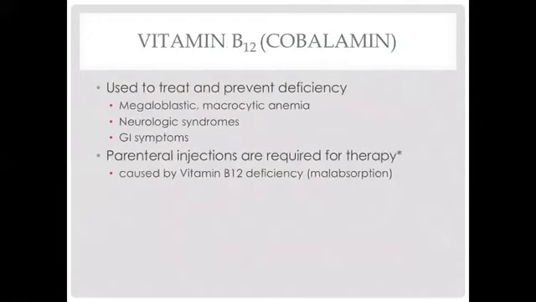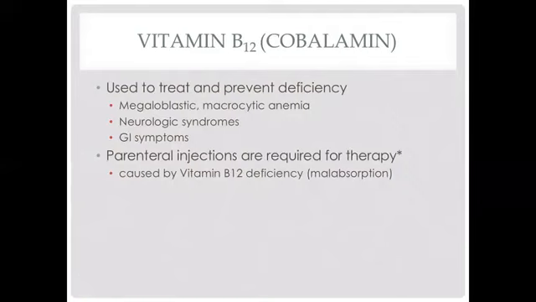Another agent used in anemia is vitamin B12, also known as cobalamin. Humans cannot produce vitamin B12, hence it must be obtained from the diet, such as by eating meat, liver, eggs, and also dairy products. This is used in the treatment of megaloblastic and macrocytic anemia, neurologic symptoms, and gastrointestinal symptoms. Parenteral injections are required for therapy, such as those that are caused by vitamin B12 deficiency.